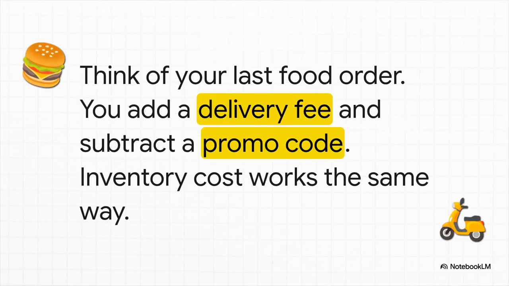The easiest way to think about this is like ordering food online. I mean, we all do it, right? You see the price for the food, but that's never what you actually pay. You've got the delivery fee that gets tacked on, and then, fingers crossed, you've got a promo code to slash that price down. Inventory accounting is literally the same thing. The list price is just where we start. We've got our add-ons and our deductions to deal with.